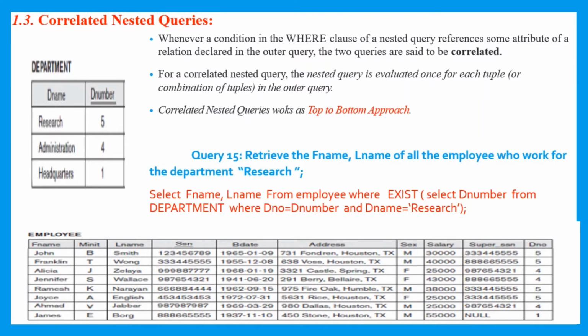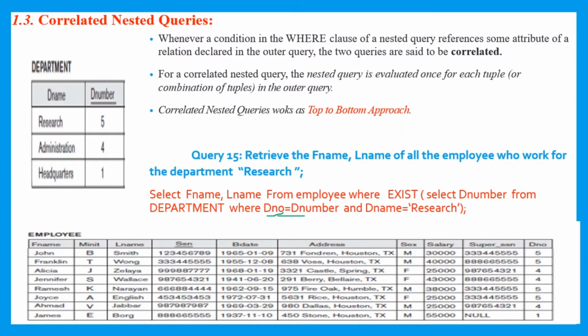Retrieve the first name and last name of all the employees who work for the department Research. Here, select first name, last name from the employee. This is the outermost query, where exists, select department number from department where this D number is an attribute of the outer query and D number is an attribute of the inner query. Here indirectly we are performing a join operation, and D name is equal to Research.